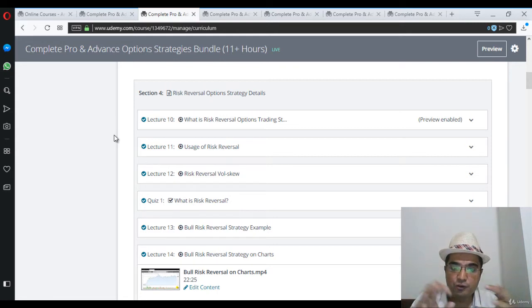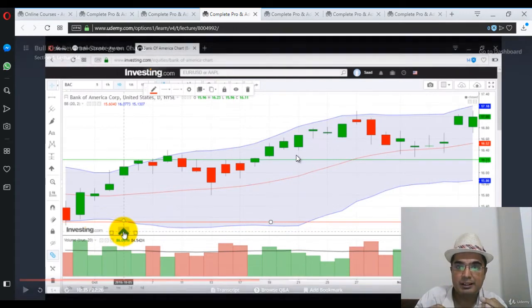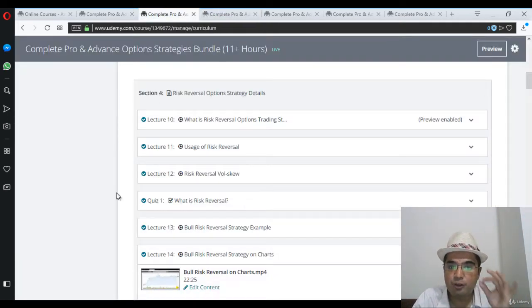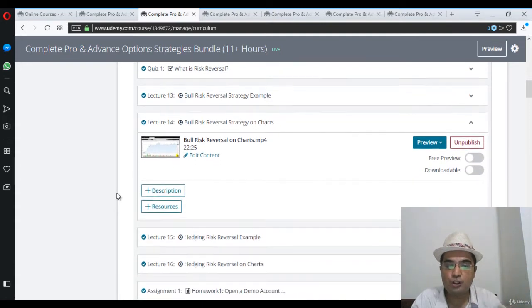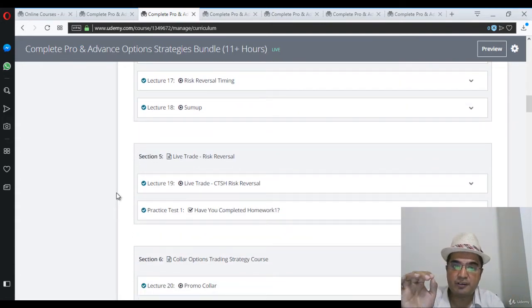I will explain the usage, I will explain the examples, and I will explain it on chart. On chart you will understand how you'll be selecting the strike prices. This is how you need to understand what to do if things go wrong. And that's not related to one strategy, I'll be doing it for all strategies. I'll be explaining each and every thing, for example the timing, the risk.